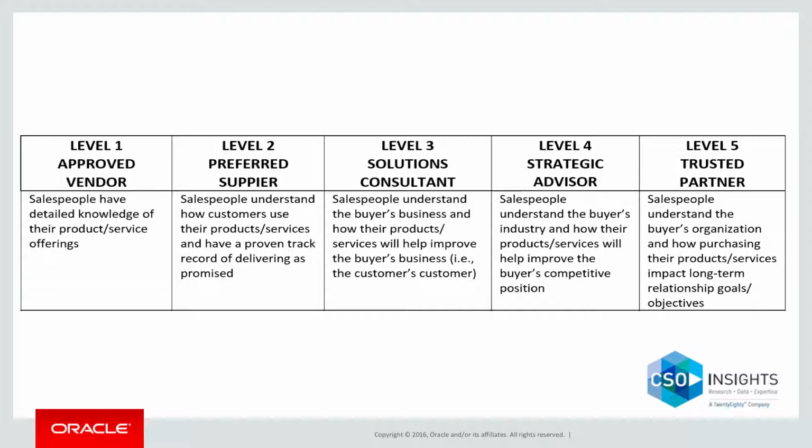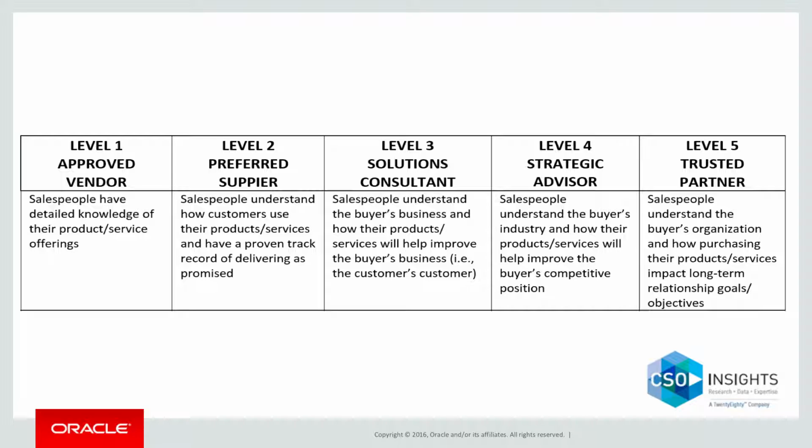Level 2, preferred suppliers. They have that plus some track record of delivery, keeping promises, delivering the products and services, and generally have an increased number of contacts in the accounts that they call on. Now, a thing that should be said about approved vendors is they have quality goods and services. I mean, that's sort of the baseline. If you don't have solid products and services today, you aren't even in the game.